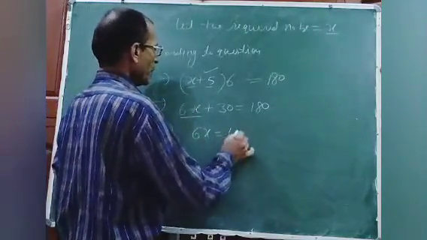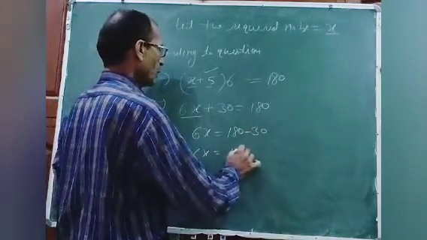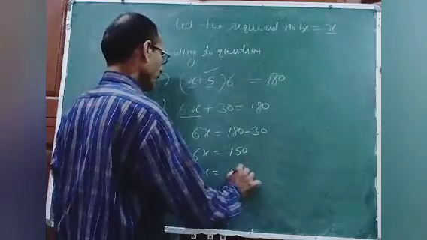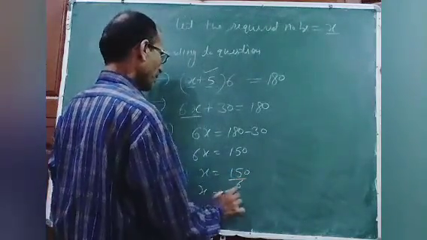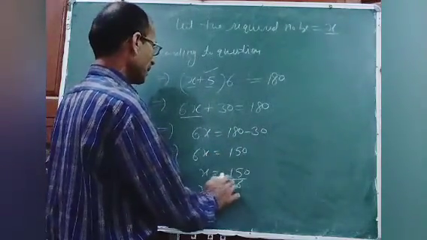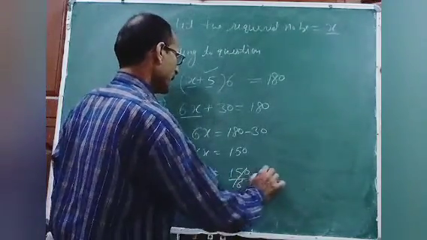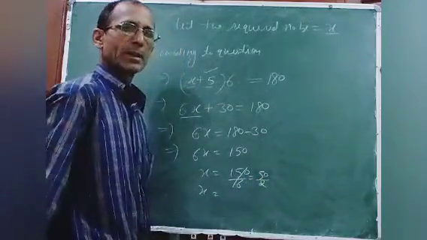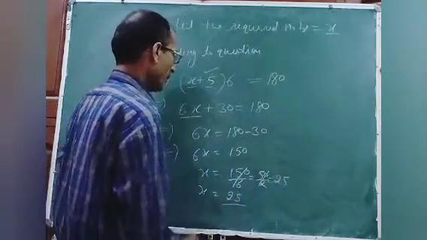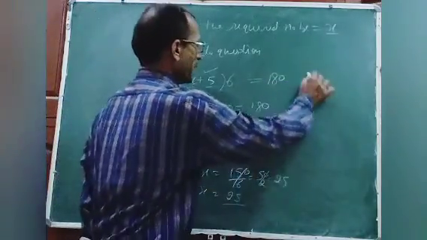This is the variable term. Keep it on one side. 180 minus 30. So 6x is equal to 150. 6x is equal to 150. x is equal to 150 by 6. So x is equal to, you can cut it, 3 5 are, it means by 2, it means 25. Direct also you can cut, no problem. So 25 is the number. You can verify that the number is 25.